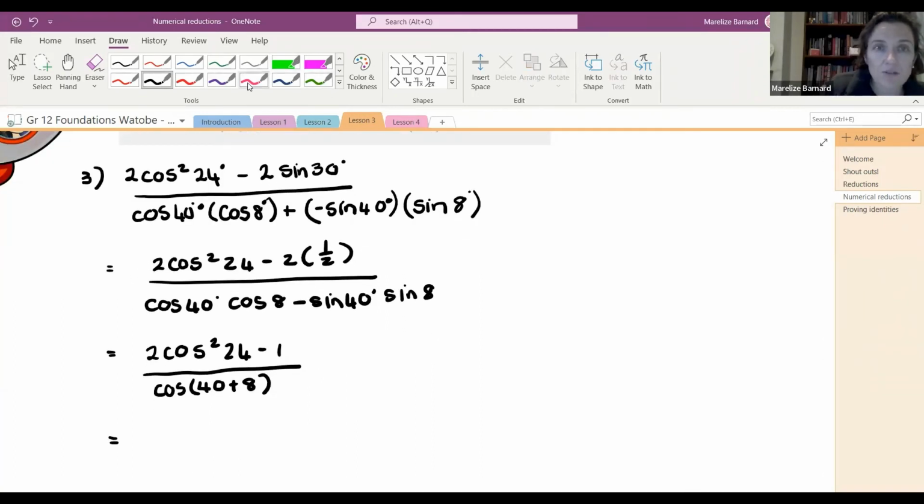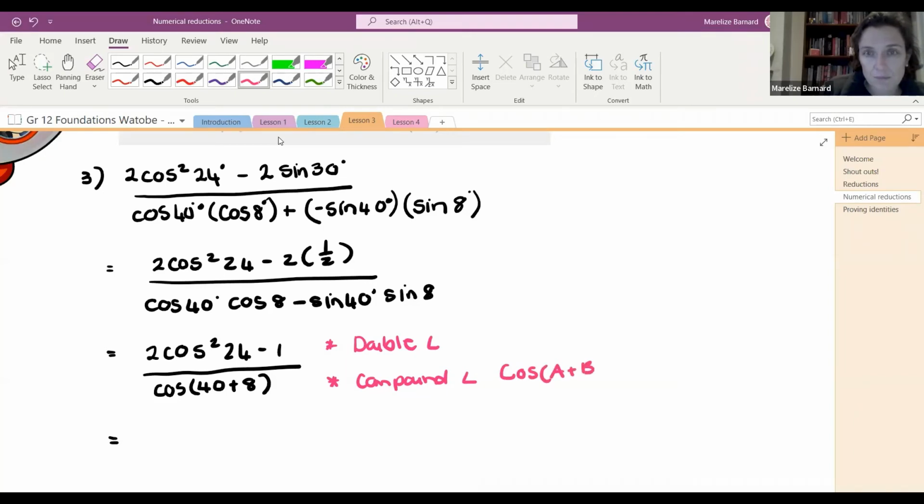That is a compound angle. So at the top, we have double angle for cos, and at the bottom, we have compound angle. The compound angle identity of cos A plus B. Okay, so at the top now, we can simplify that. That's double angle, so that is cos of 2 times 24, so that's 48, cos of 48. And at the bottom, we have cos of 48, and it all boils down to 1.